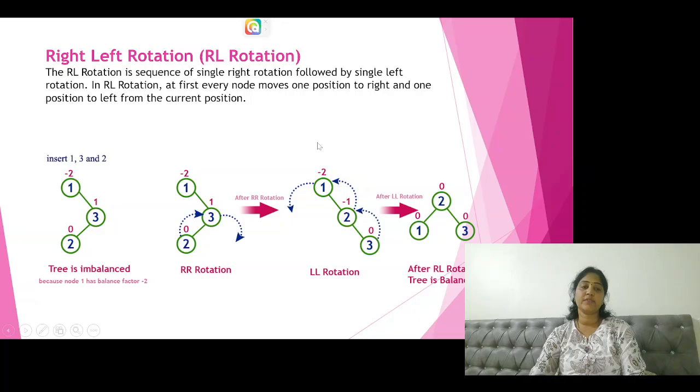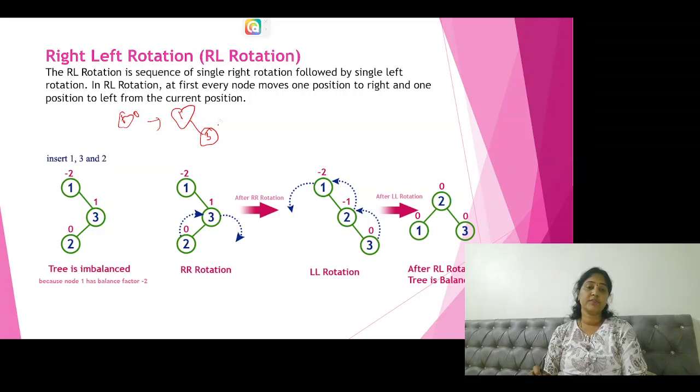Now you check the balance factor. See, for every insertion you have to check. Here I have directly inserted, but first one will be inserted. Balance factor of 1 is 0. Okay, AVL tree. Then you insert 3. So 3 is on the right side of 1, so this will be something like this. And then the balance factor of 3 is 0 and the balance factor of 1 is minus 1. Yes, it is an AVL tree.